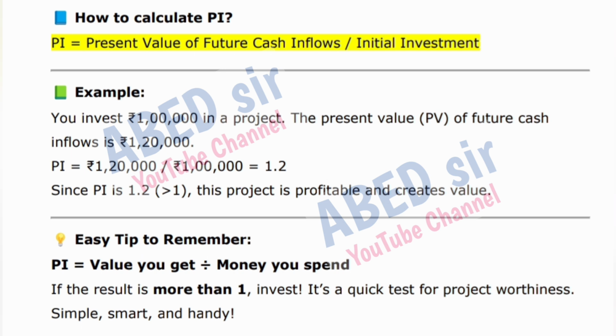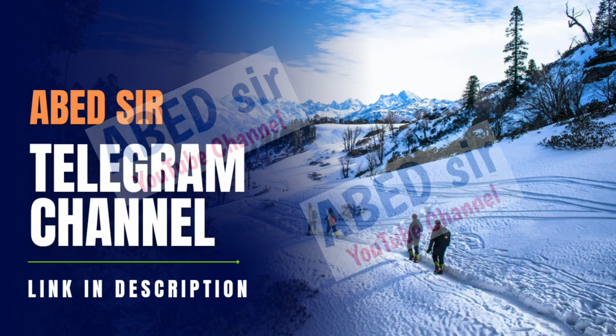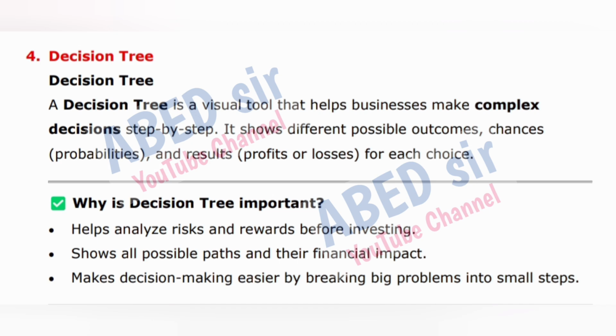Easy tip to remember. PI is equal to value you get divided by money you spend. If the result is more than 1, invest. It's a quick test for project worthiness. Simple, smart, and handy. Next important short question is 4.